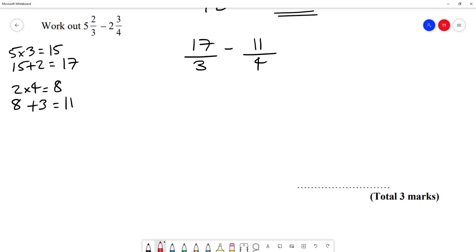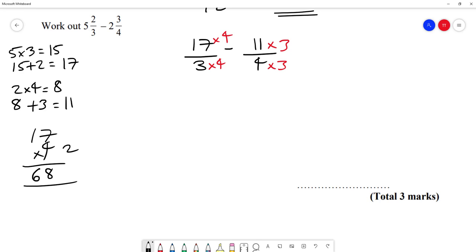Now we times this by 4, to the top and the bottom, and we times that by 3. And then we're going to get 17 times 4, which gives 68. So I get 68 over 12 minus 33 over 12.